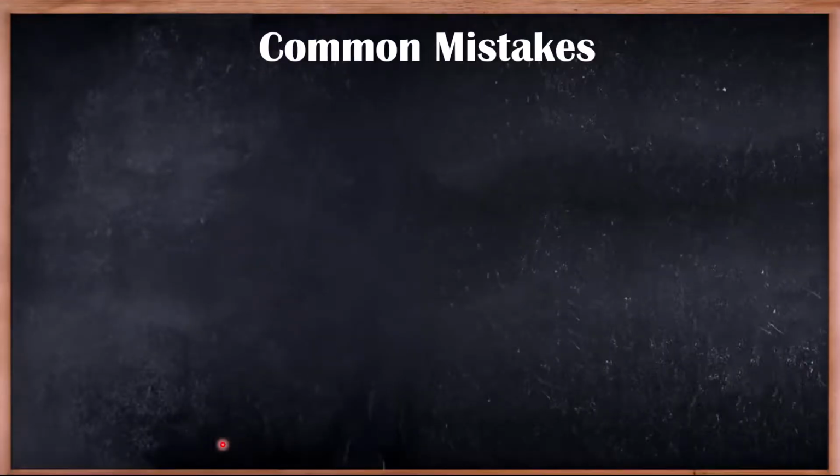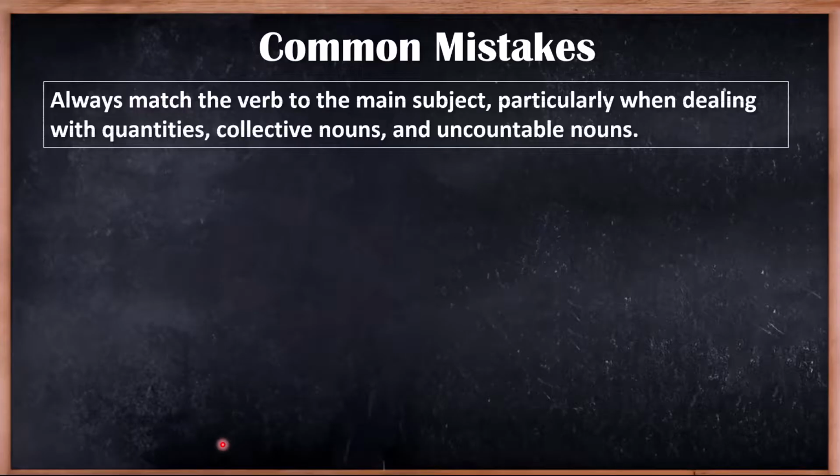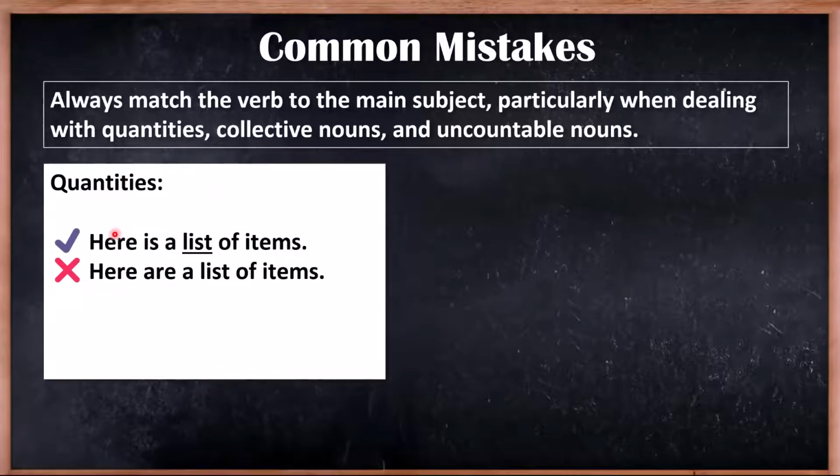Now, there are some common mistakes, especially with this inverted sentence structure. So always match the verb to the main subject, particularly when dealing with quantities, collective nouns, and uncountable nouns. Make sure to watch all the lessons in my series because I talk about collective nouns, quantifiers, and uncountable nouns. For example, here is a list of items.